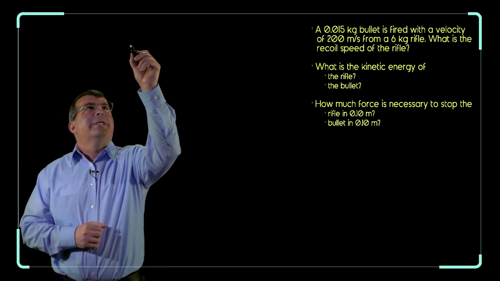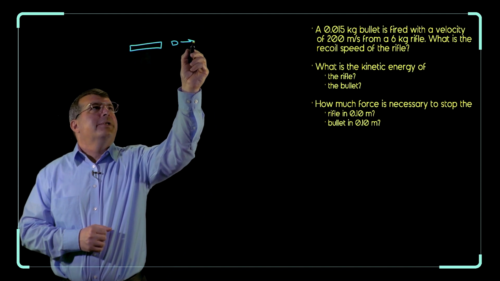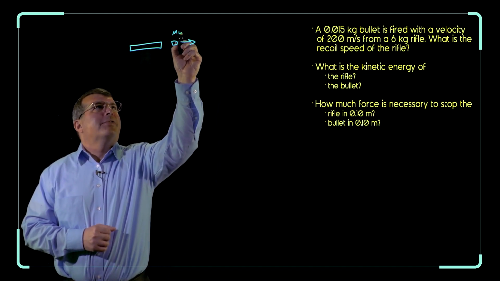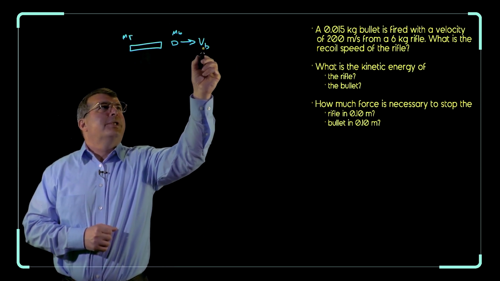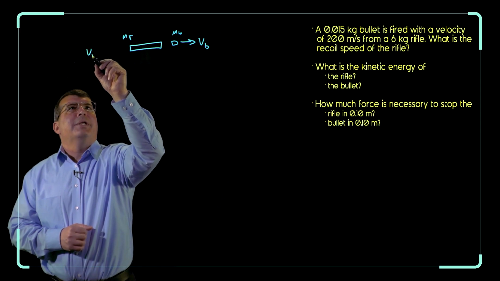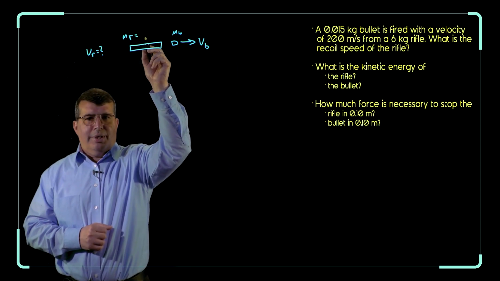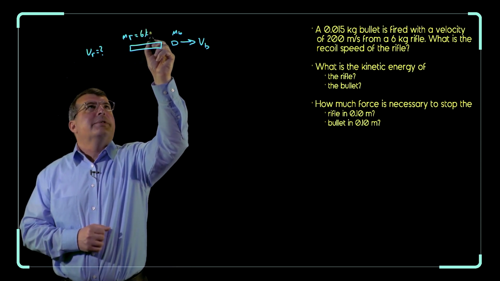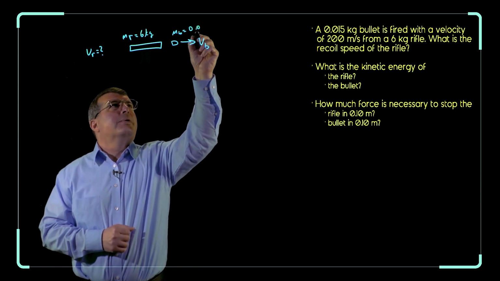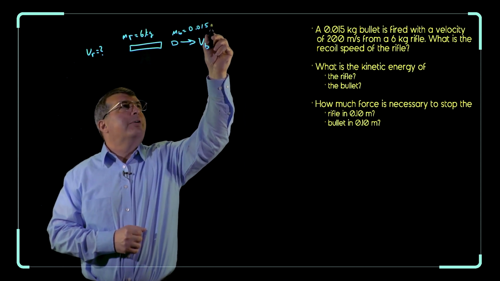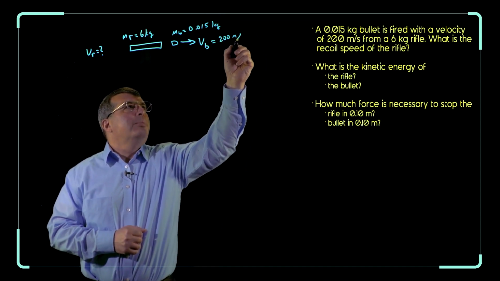Okay, there's my rifle, there's my bullet: mass of the bullet, mass of the rifle, speed of the bullet, speed of the rifle. The speed of the rifle is what we want to know. Mass of the rifle is 6 kilograms. Mass of the bullet is 0.015 kilograms. And the speed of the bullet is 200 meters per second.